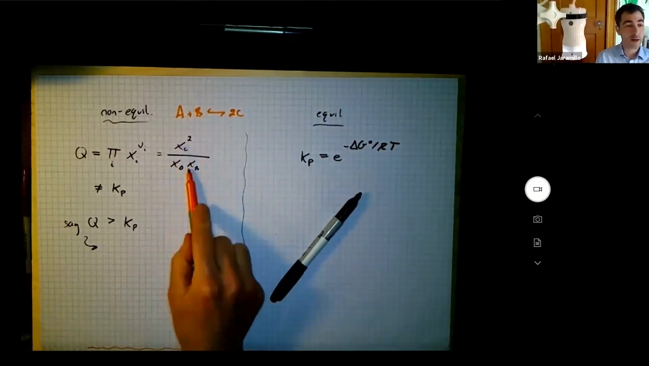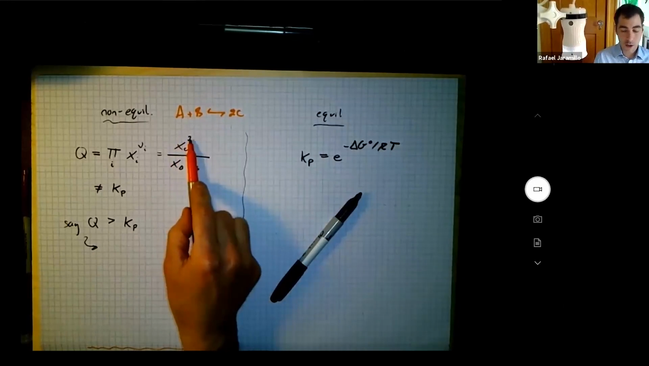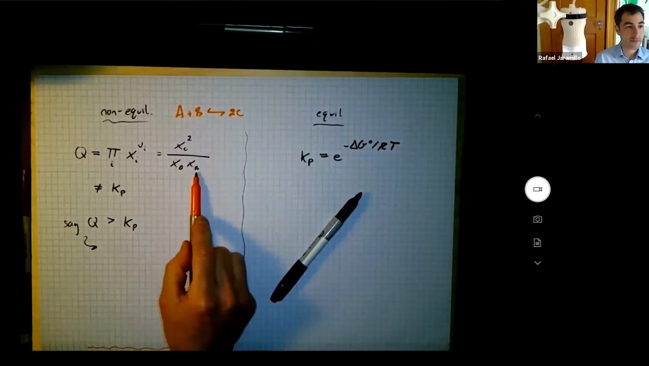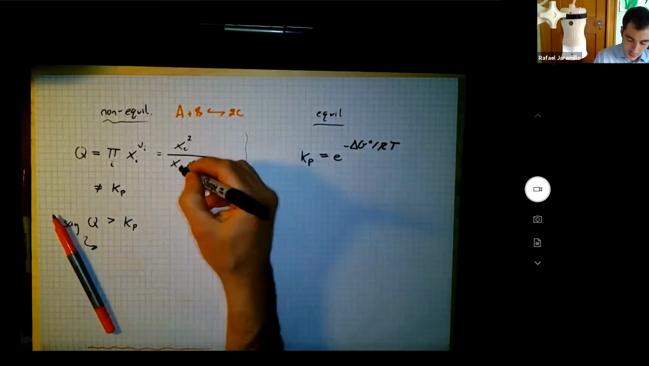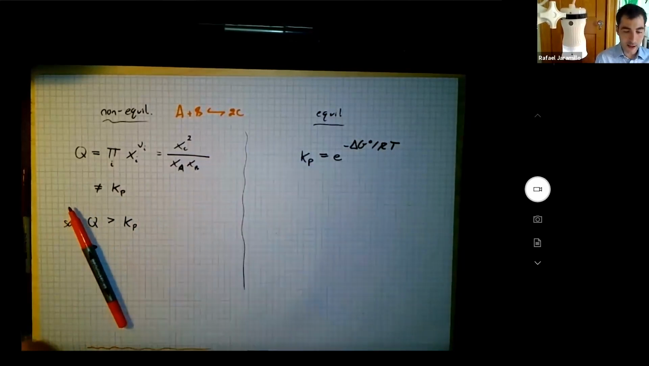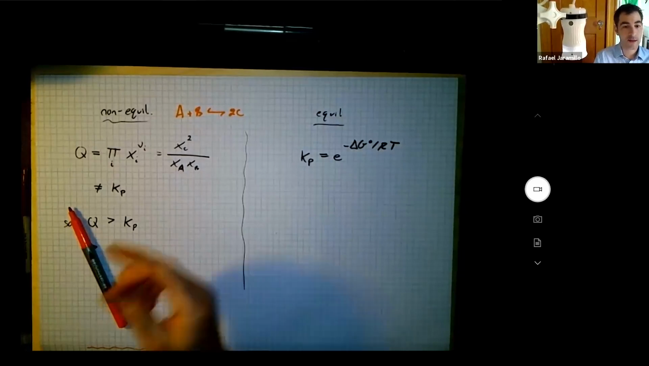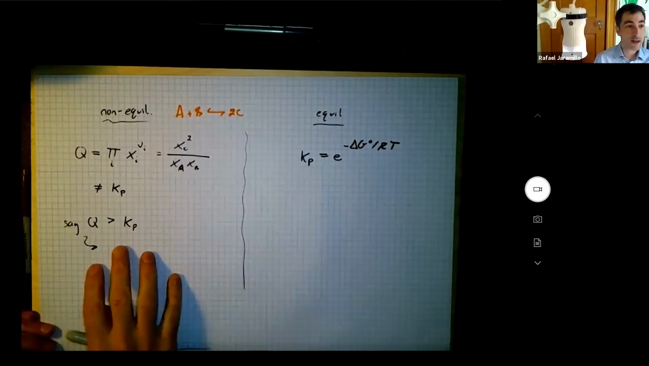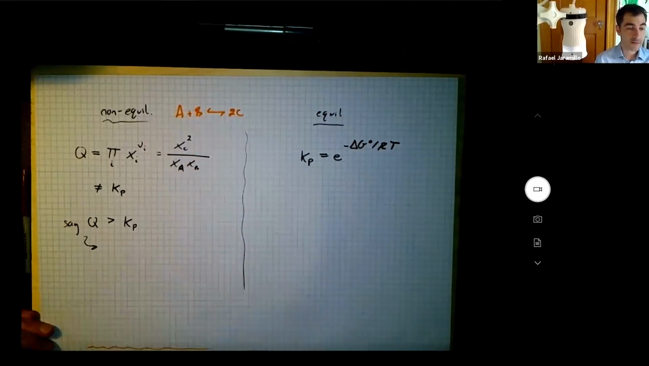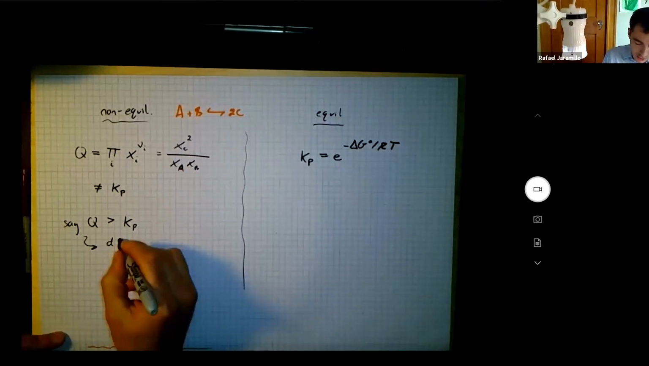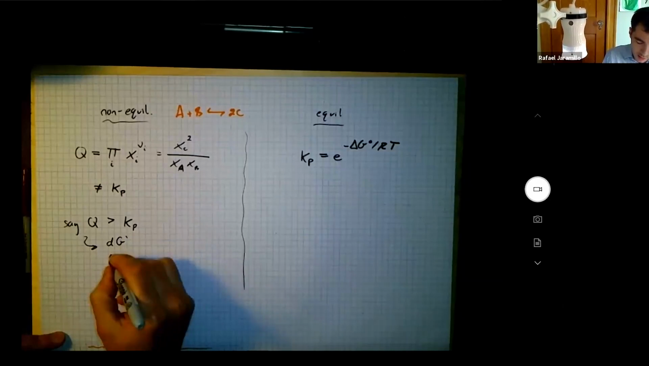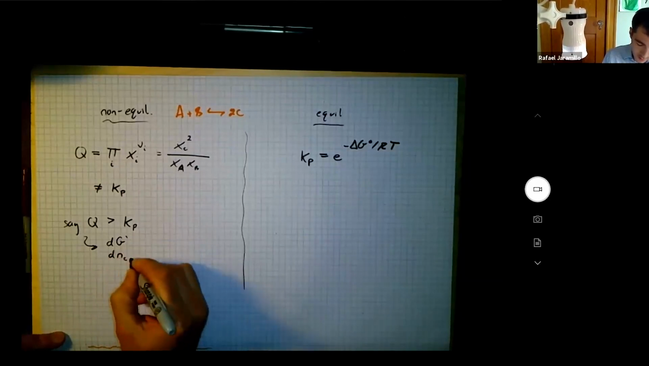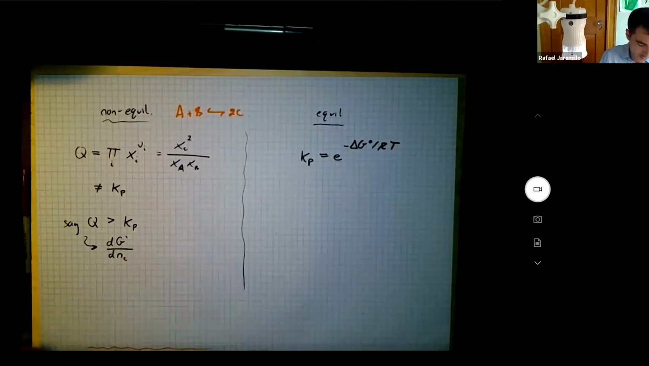Let's look at this. If this thing is too big relative to equilibrium, that means there's too much C or there's not enough A times B. Sorry, I was really messy there. That's X of A. So what that's telling you is that you're out of equilibrium to the right. And the reaction will run spontaneously to the left. And the math works out. You will find in this situation that running to the left decreases the Gibbs free energy. In other words, dG dn of C. What's our situation here? Let me try to draw that.